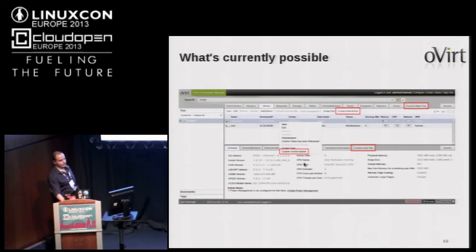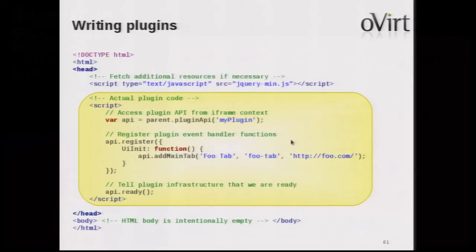Basically, here we can see everything that's possible: custom main tab, custom action button, custom context menu item. A new menu item can be both in the panel and in the context menu, or only in one of them, and the custom sub-tab. So basically, you can add things into the UI we have, and we give you a set of tools in order to do that. I'll go over these tools.